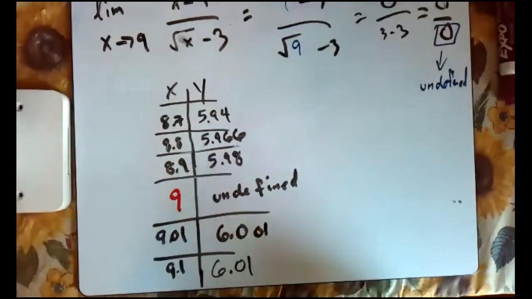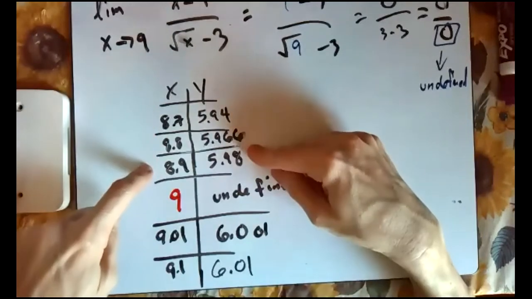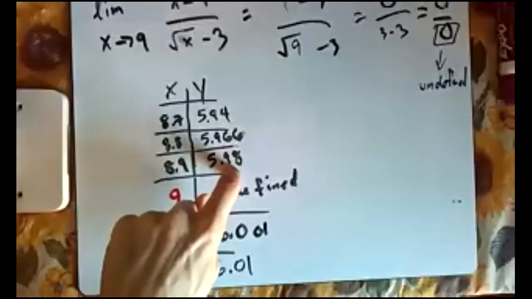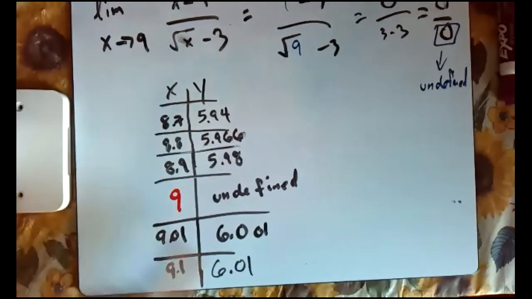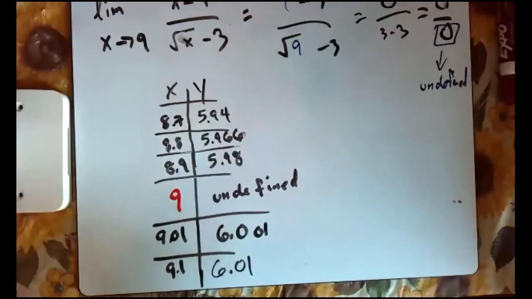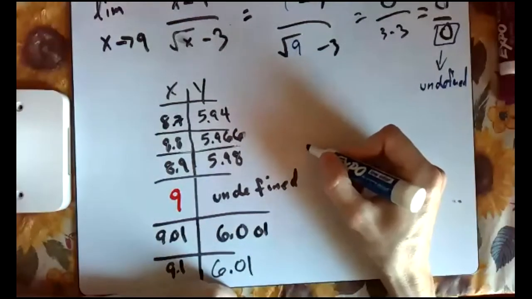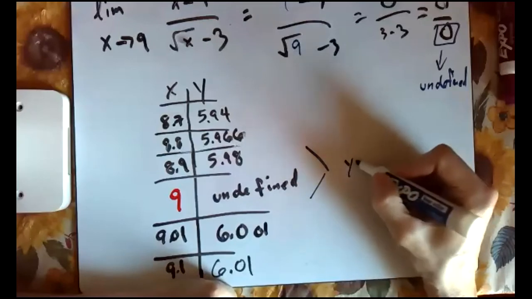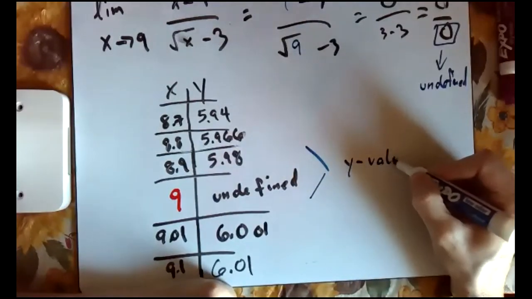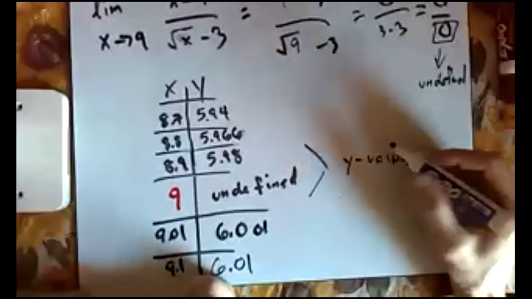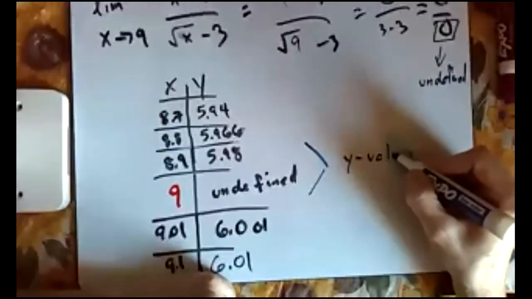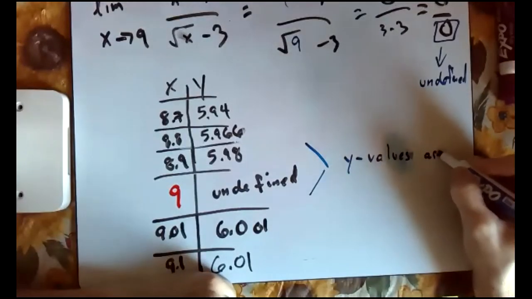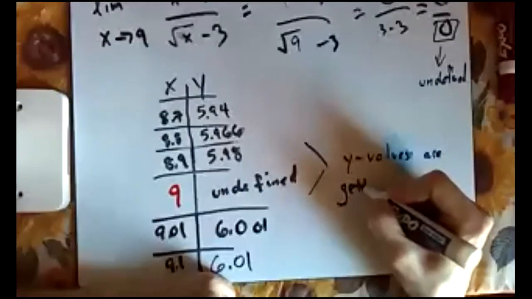Now you notice in this case right here, when we approach 9 from the left side, it's getting closer and closer to 6. Just like when we approach 9 from the right side, it's also getting closer and closer to 6. So you could say, since the y values are getting closer to 6.